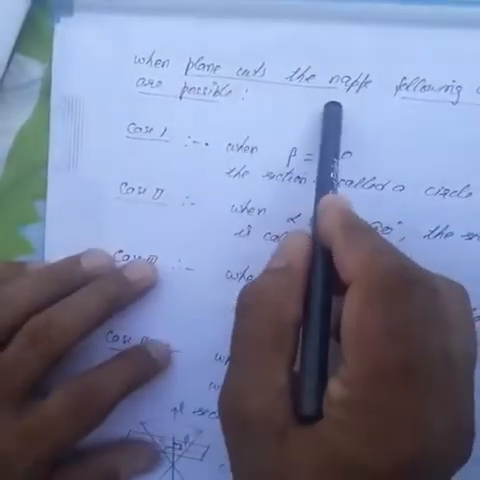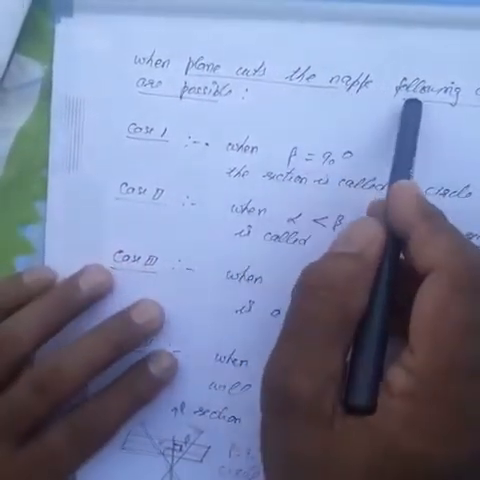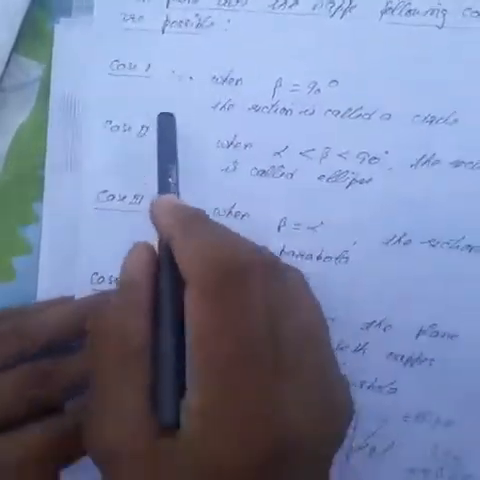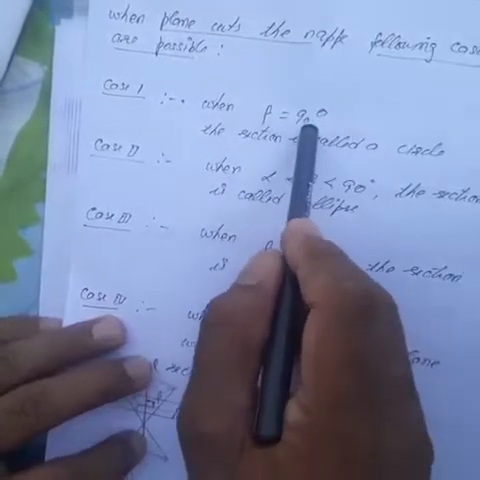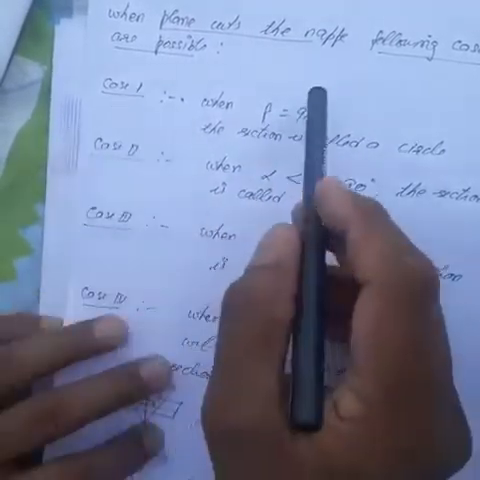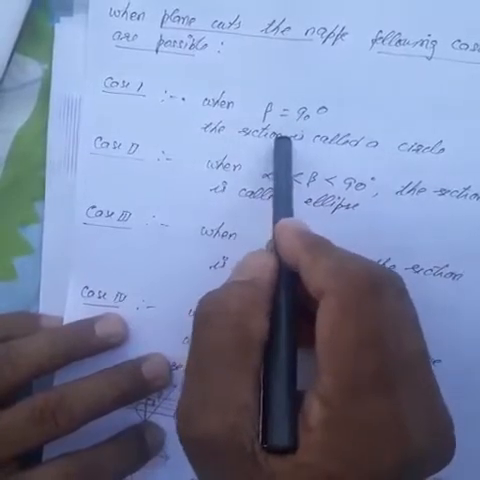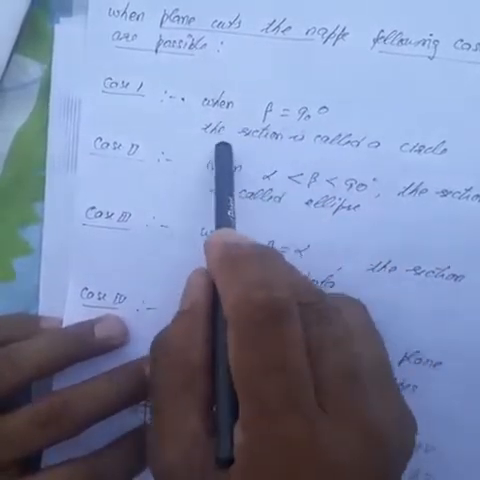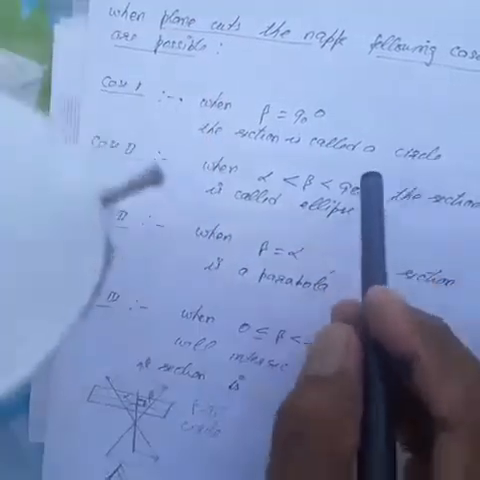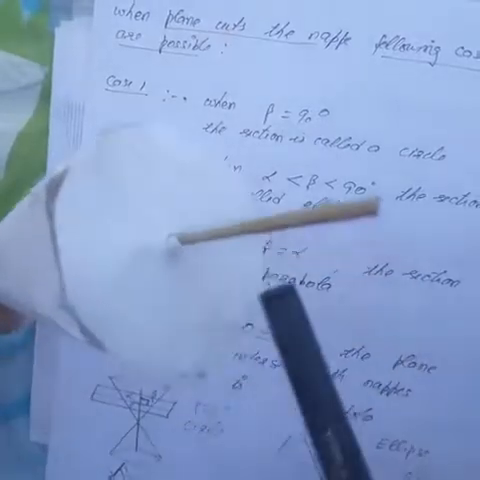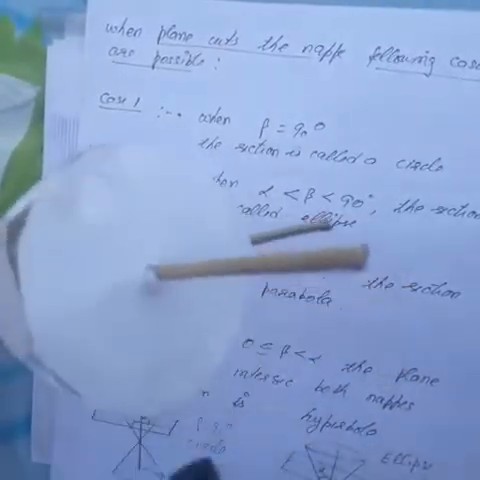What are the different cases? When a plane cuts the nappe or the cone, the following cases are possible. Case 1: when the angle between the plane and the vertical fixed line is 90 degrees, the section obtained is called a circle. So this is the figure. If the intersecting plane is 90 degrees to this, and you cut it, you can observe this cutting surface. This type of circle will be obtained.